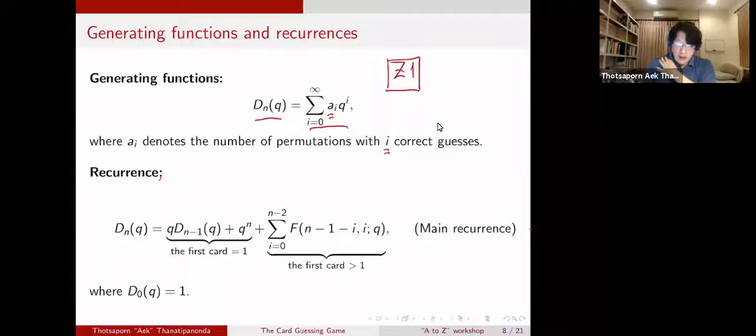If the first card is 1, then you stick the q here, and then you can do the recursive relation here. If the first card is not 1, then it means the deck splits into 2 increasing subsequences, and we call it F. The number i here is the number of the first card that's shown. This is the example.